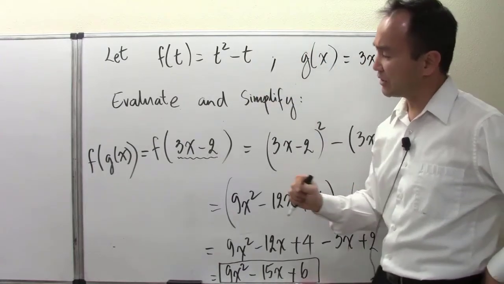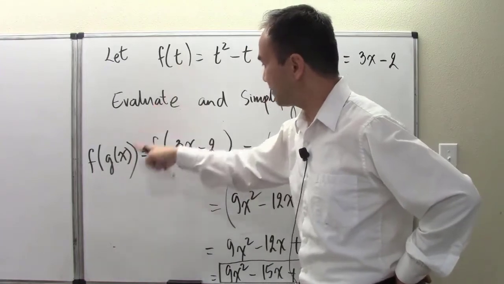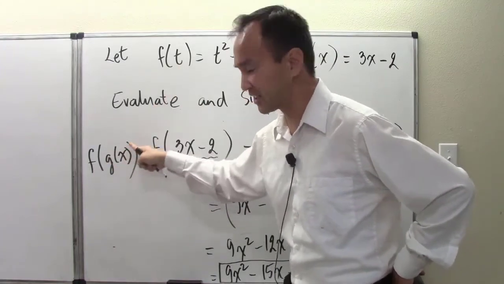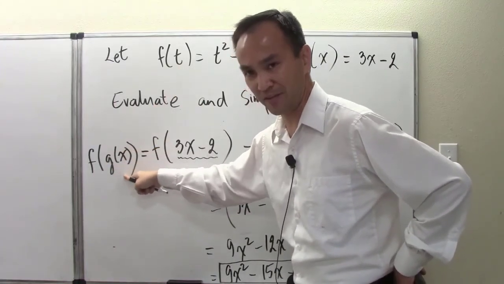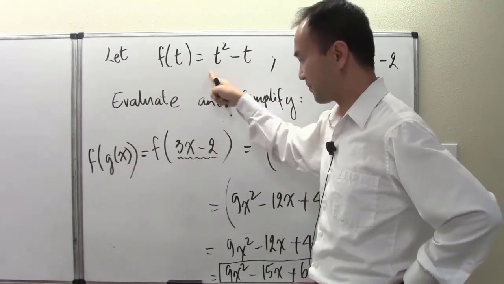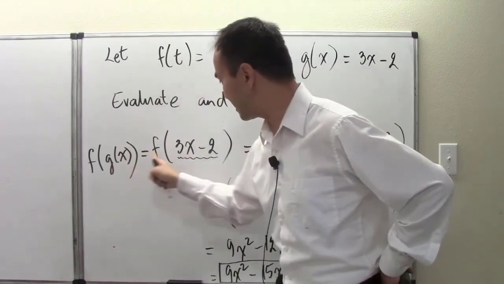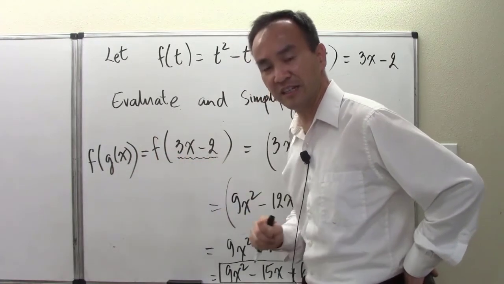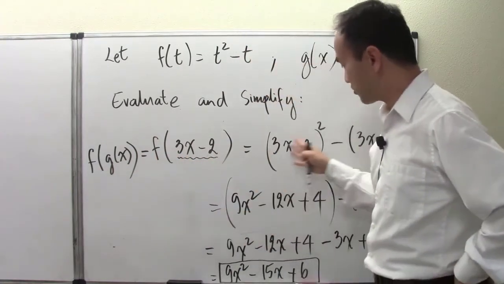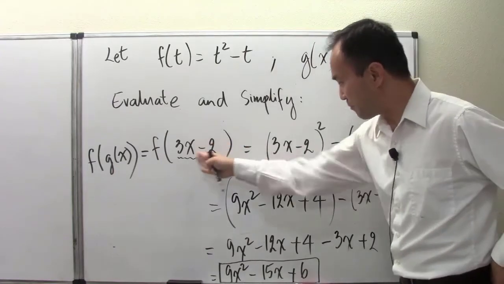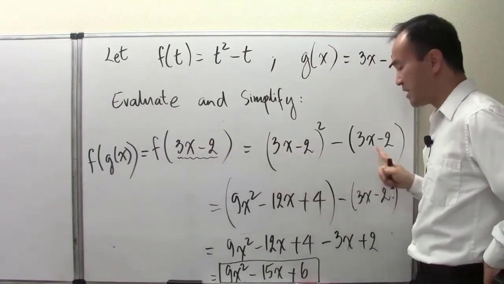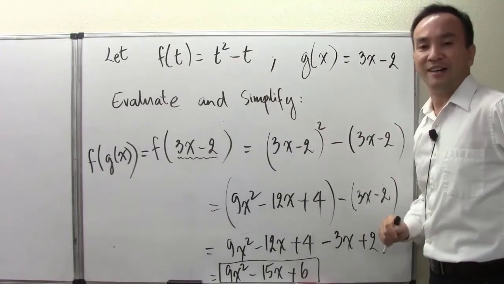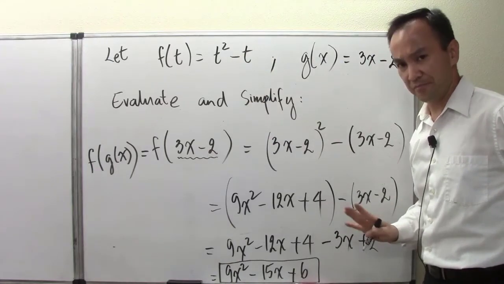And so that's why here I substitute the entire expression g of x for t. That consequently becomes the function at this expression 3x minus 2, right there. And then we proceeded on and substituted that designated input into our rule of the function f. That's how it works.